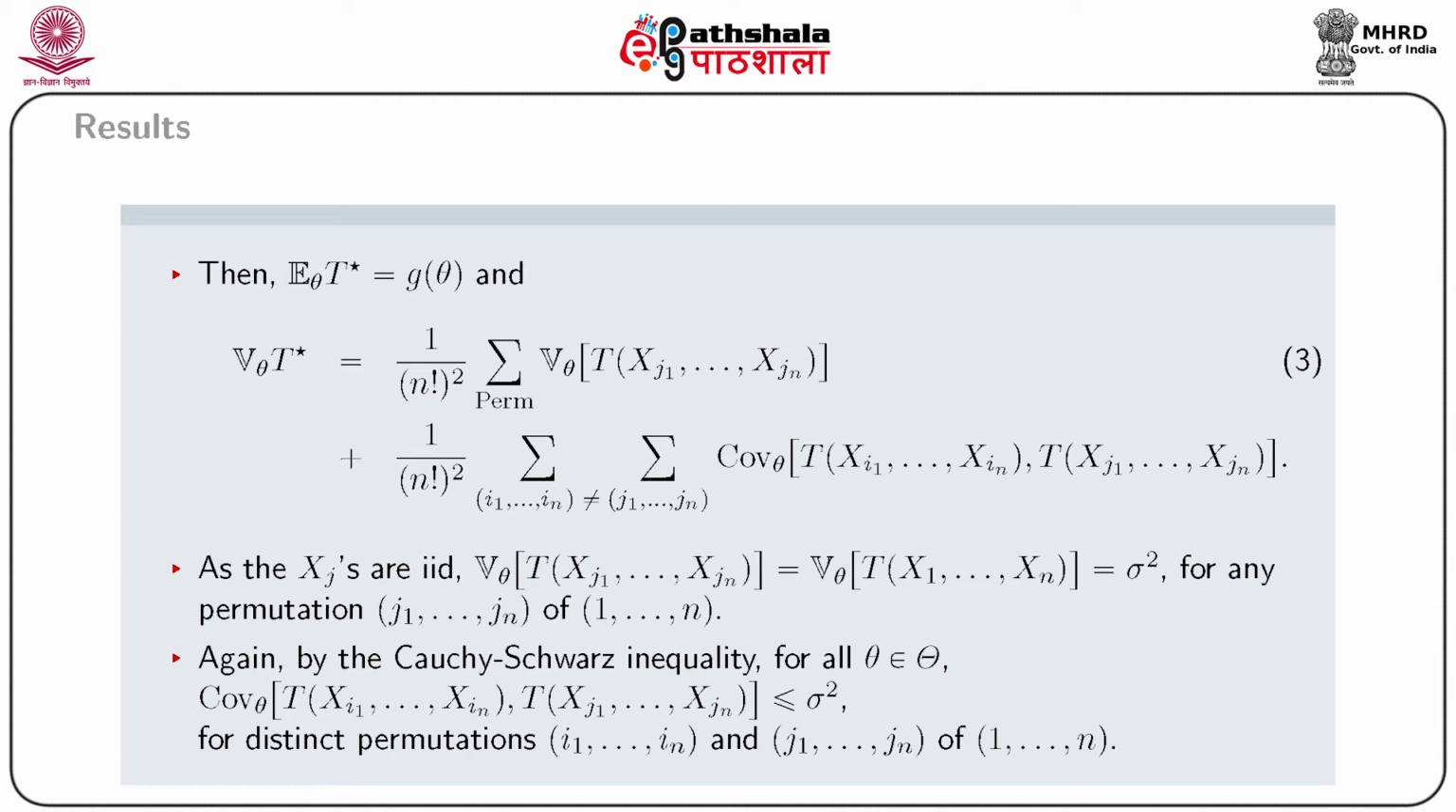We write this as equation 1. Now, by symmetry, variance of T(x_i1, x_i2 up to x_in) equals sigma square for all theta.